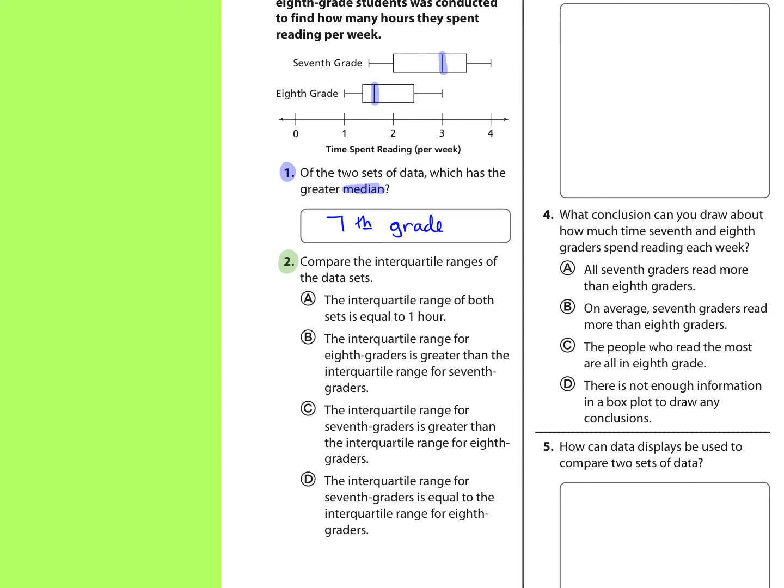Number 2, compare the interquartile ranges of the data sets. So here's the interquartile range for 7th grade. It goes from the lower portion of the box to the upper portion, so it's this entire box. For 8th grade, the lower portion to the upper portion, the entire box. And you can look at the size of the boxes. 7th grade has a larger box. It's longer than 8th grade. So the interquartile range for 7th graders is greater than the interquartile range for 8th graders.